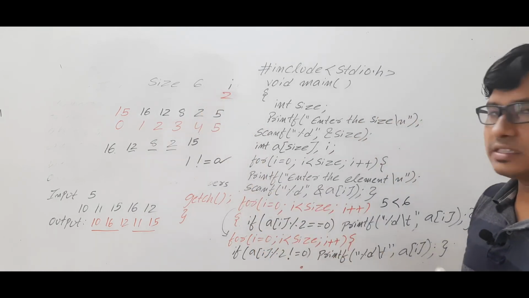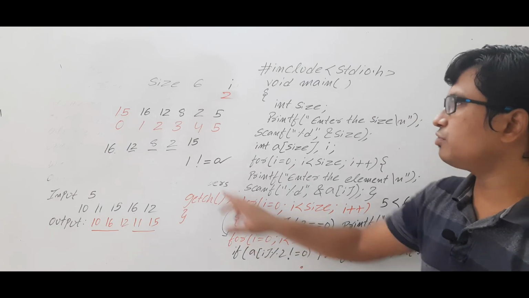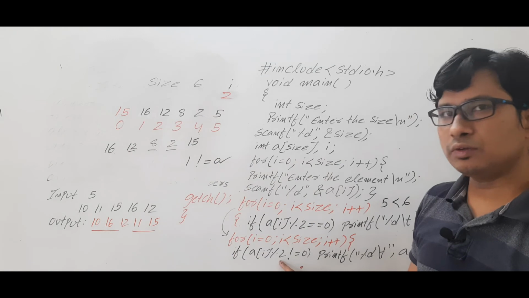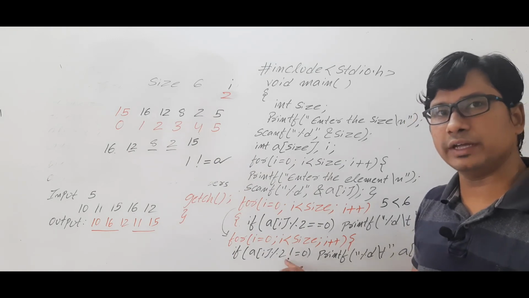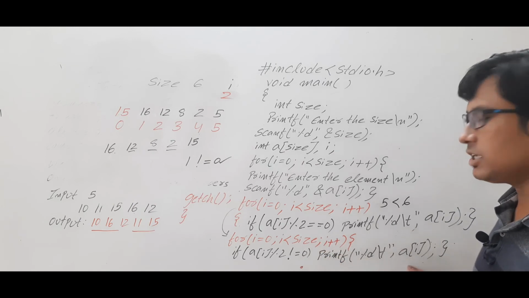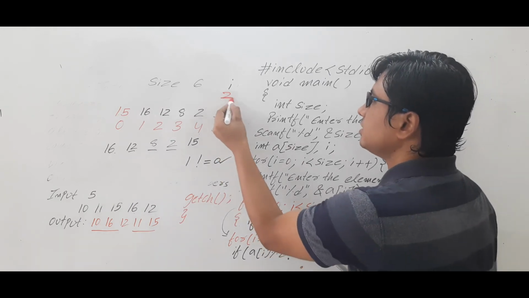Now 2 is less than size. 2 is less than 6. The condition is true. So A of 2 is 12. 12 modulus 2, you will get 0. But they are saying 0 not equal to 0. Again, this condition is false. This statement will not be executed. I plus plus. I value will become 3.